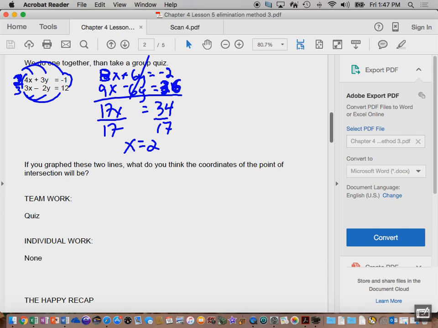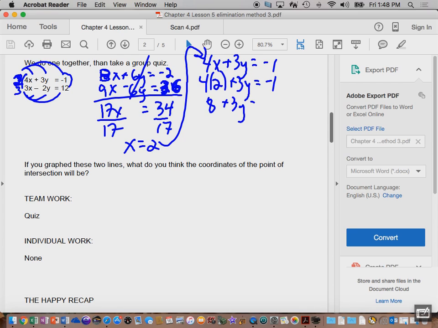You need to go back and get y. You can use either equation to do that, but I'm going to choose the top one, again, because I don't have to deal with the negative y's. So 4 times 2, all I do is take the x and plug it in. X was 2, so I plugged it in. Plus 3y equals -1. 8 plus 3y is -1. Minus the 8 from both sides, 3y is -9. Divide by 3. Y is -3. So x works out to be 2, and y works out to be -3.